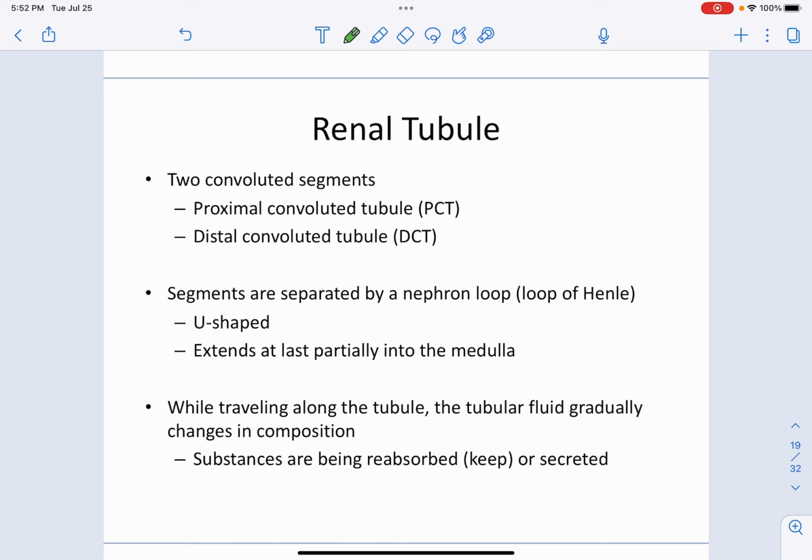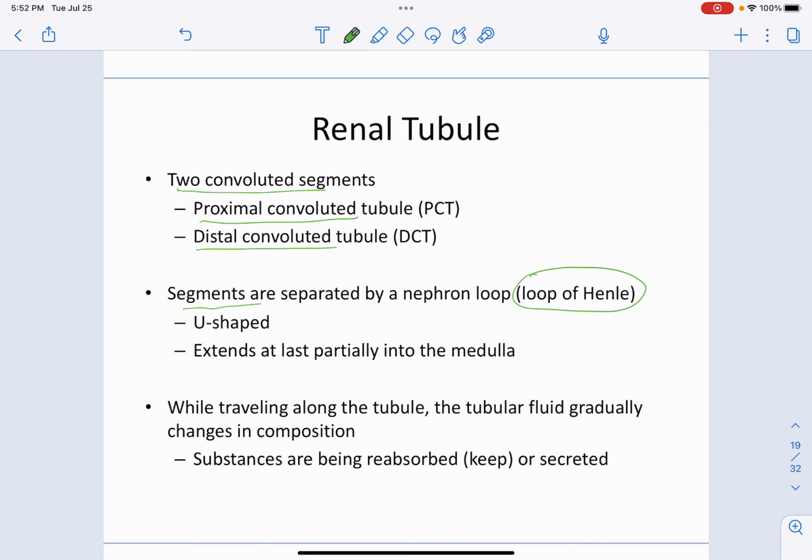There are two segments of the renal tubule, as I was mentioning: the proximal convoluted tubule, or the PCT, and the distal convoluted tubule, or the DCT. I'm going to show you images, and we're going to take a closer look at the tubule system as well. Then there is a segment that separates those two tubules. There's a loop to it. It's U-shaped, and based on the person who discovered it, it was named the loop of Henle. I'll show you that.